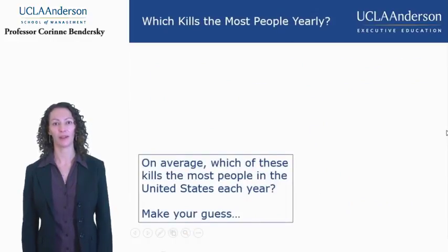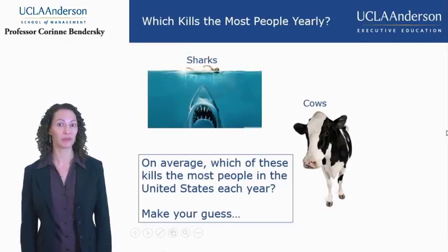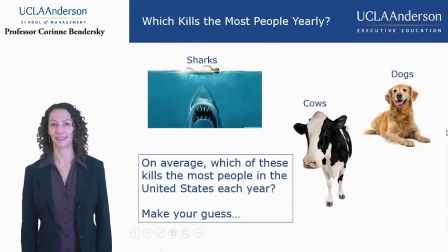Now I'm going to talk about the availability bias. I'm going to show you some examples of animals, and I want you to decide which of these animals on average kills the most people in the United States each year. You ready? Do you think sharks kill the most people, cows kill the most people, or dogs kill the most people? What do you think? What's your first gut answer?